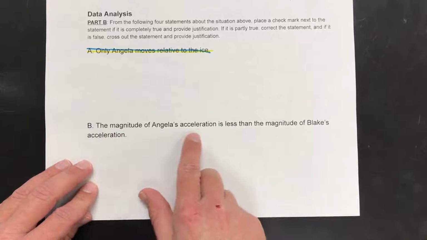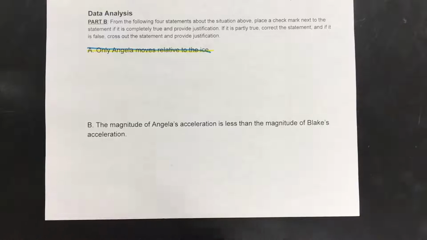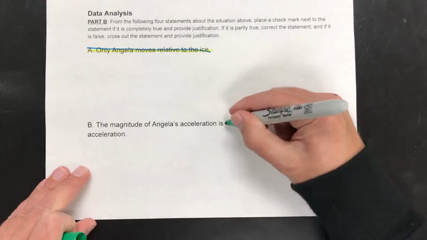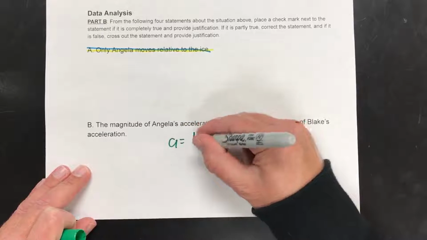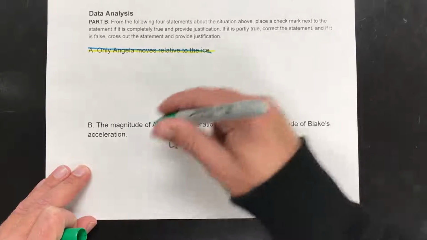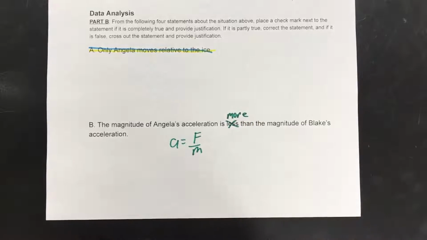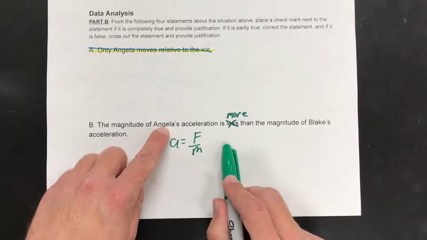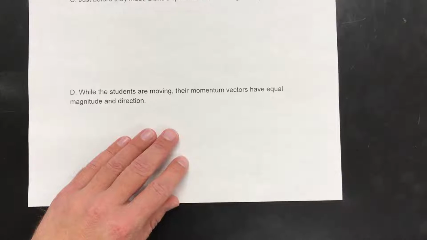B says the magnitude of Angela's acceleration is less than the magnitude of Blake's acceleration. No, that's not true either. Because Angela has less mass, and acceleration, remember, is force over mass, Angela's acceleration is more than Blake's. Or you could have switched Angela to Blake there, and that would have made that statement correct. Let's look at the next two here.